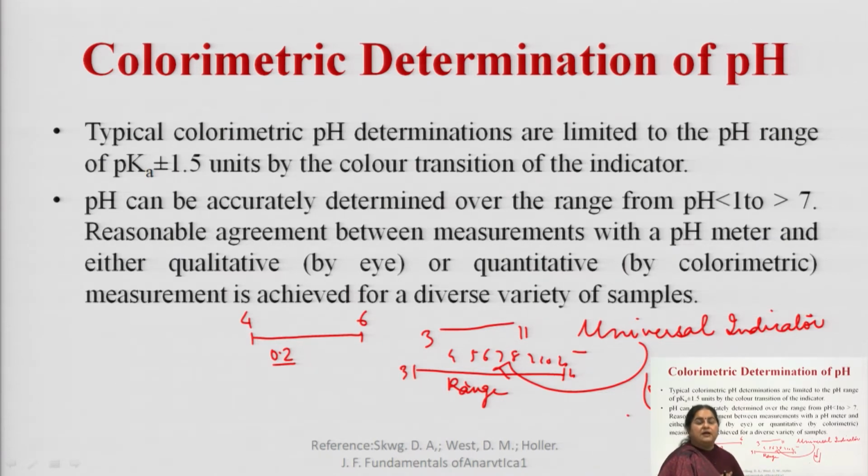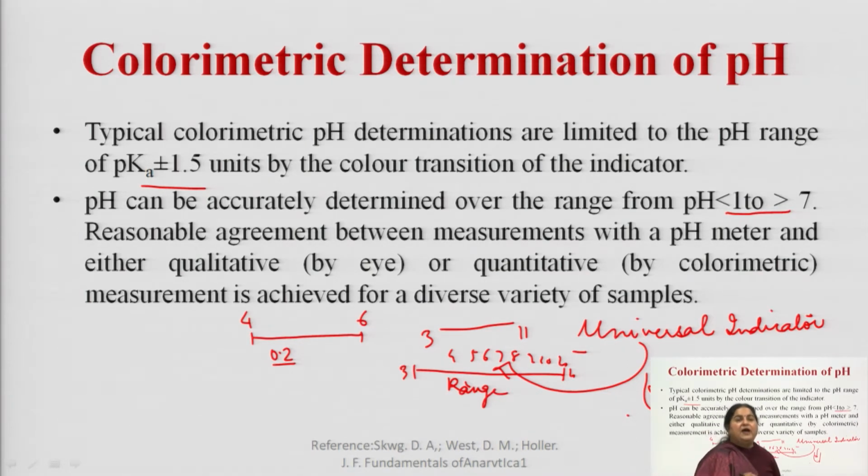So, the color is matched by eye only, right. So, that is why it is a primitive method, right. Typical colorimetric pH determinations are limited to the pH range of pKa ± 1.5 units by the color transition of the indicator. Previously it was done like that only, right. And so, the pH was analyzed with the eye, and pH of 1 to 7 was determined, right.